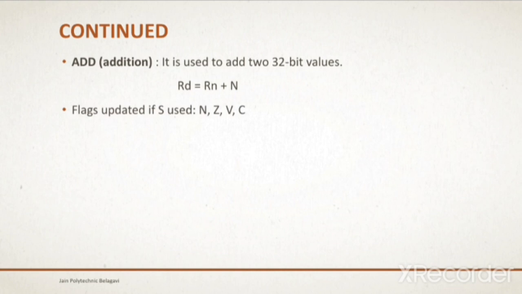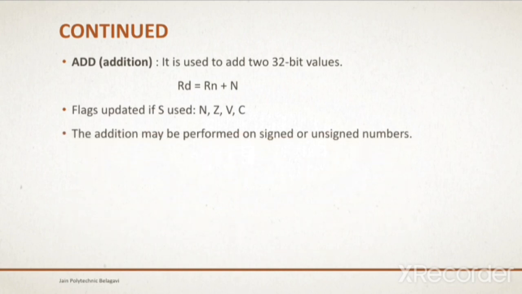Due to the addition instruction, flags will be affected. Those will be N, Z, V and C. The addition may be performed on signed or unsigned numbers. The first example, ADD R0, R1, R2. In this, R0 will be equal to R1 plus R2.